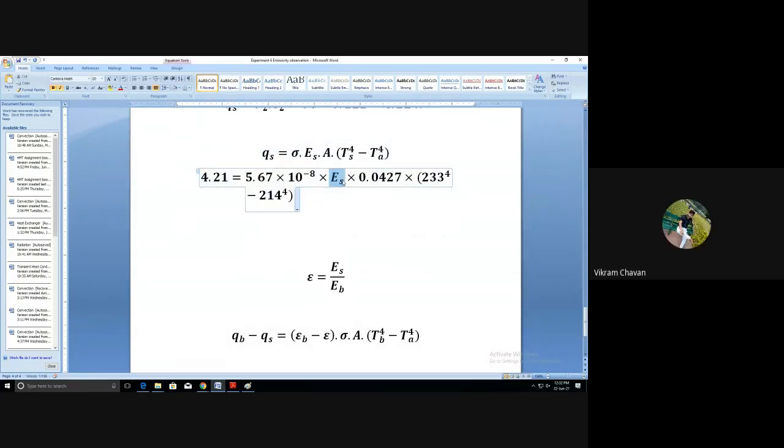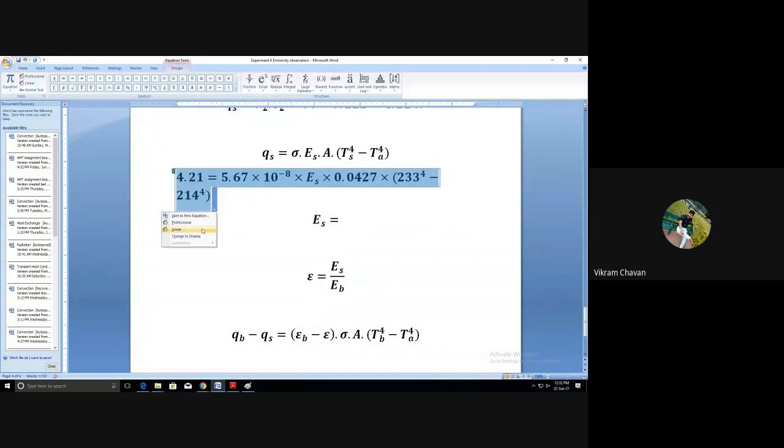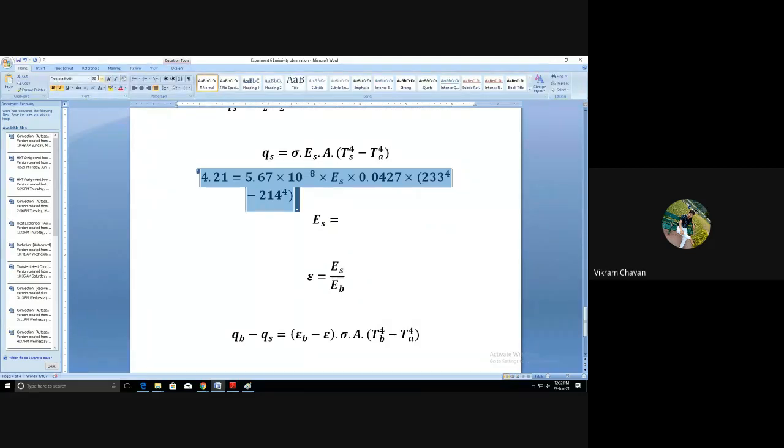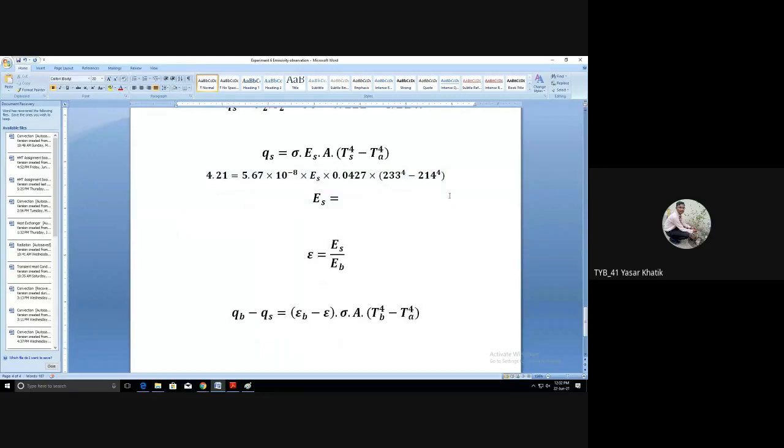E suffix S is equal to... Please let me know the E suffix S value, that is, the emissive power of a test surface. 2.04. Okay, 2.04, right? E suffix S is 2.04. Then calculate the emissivity.